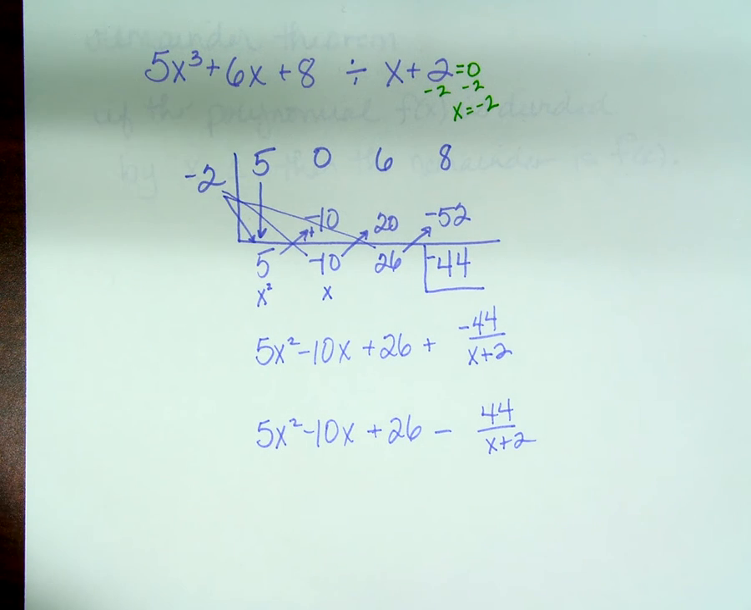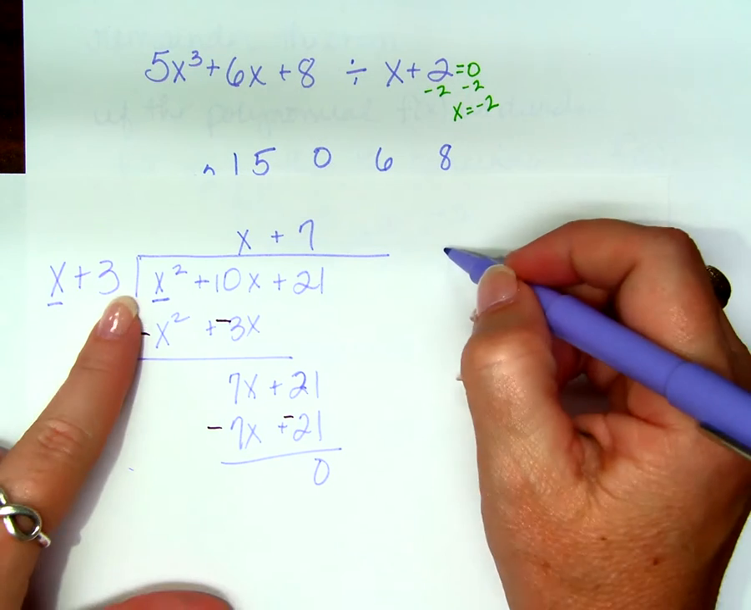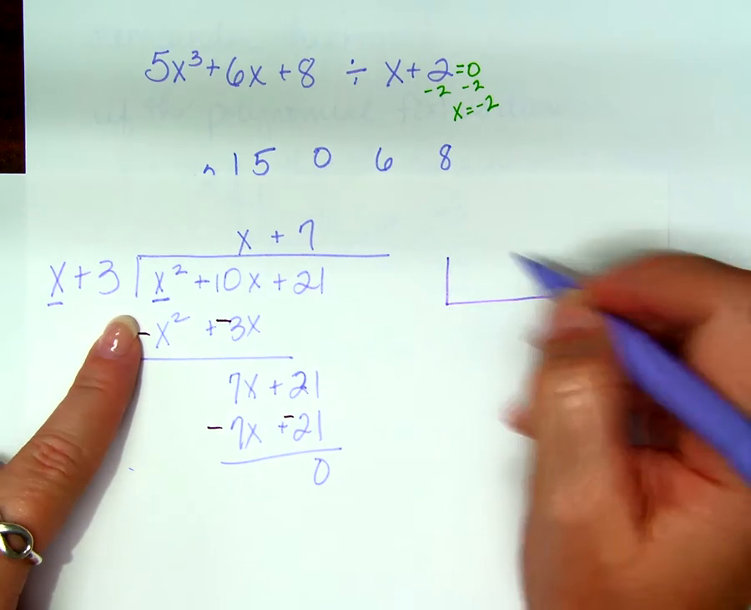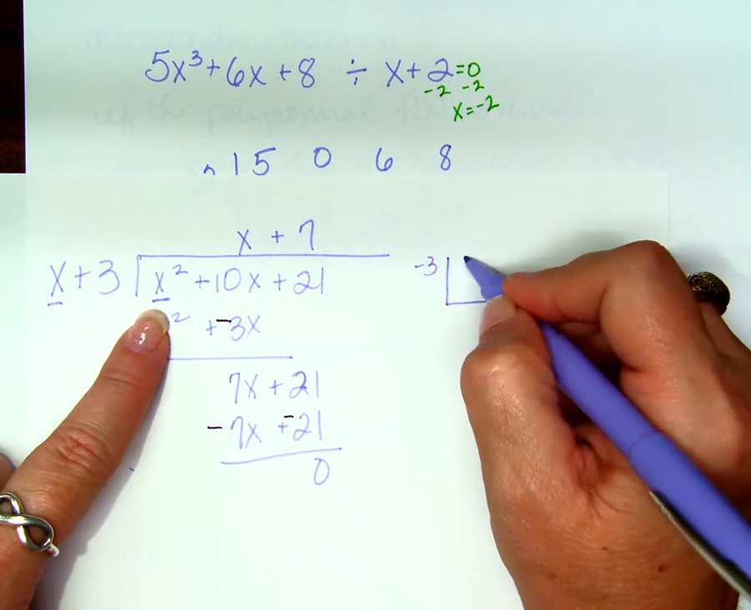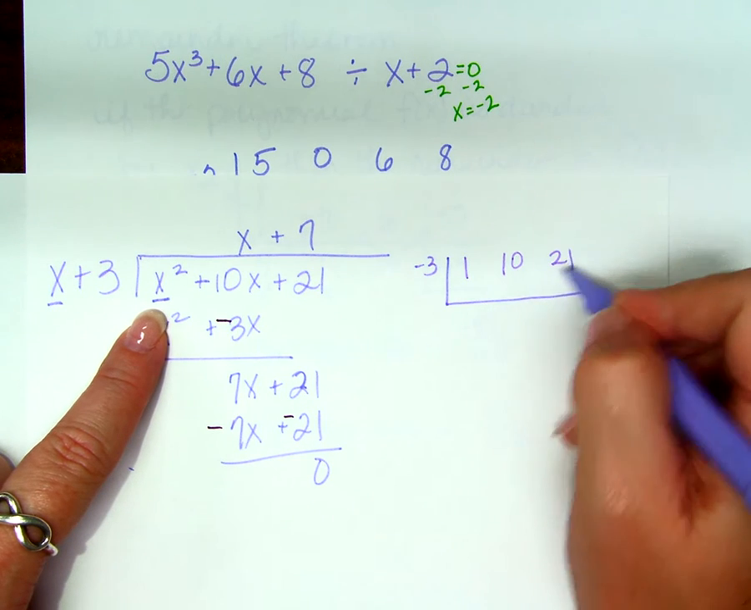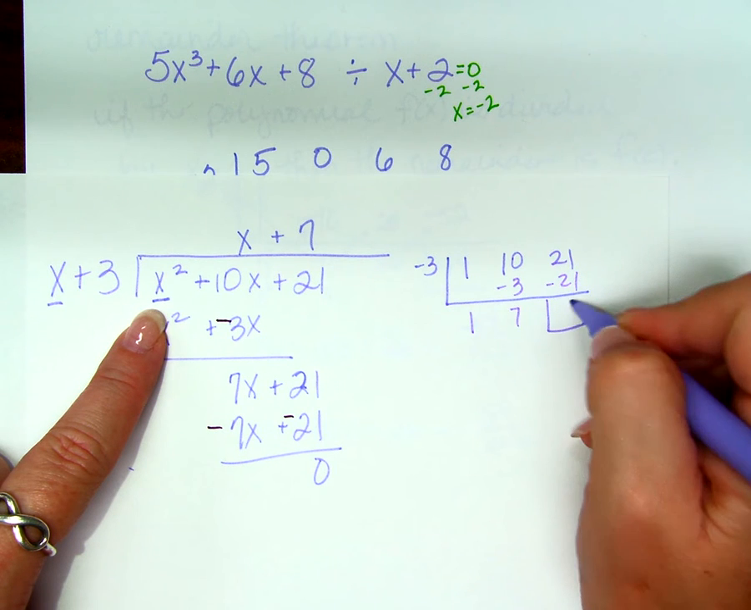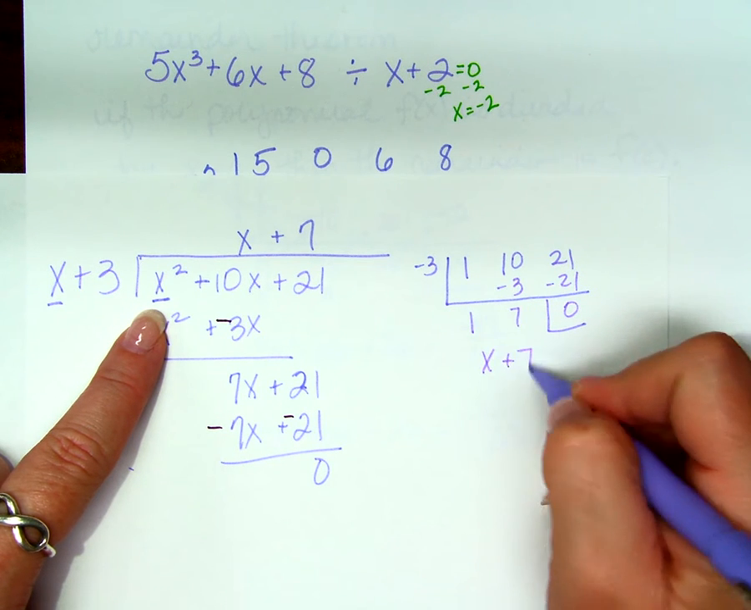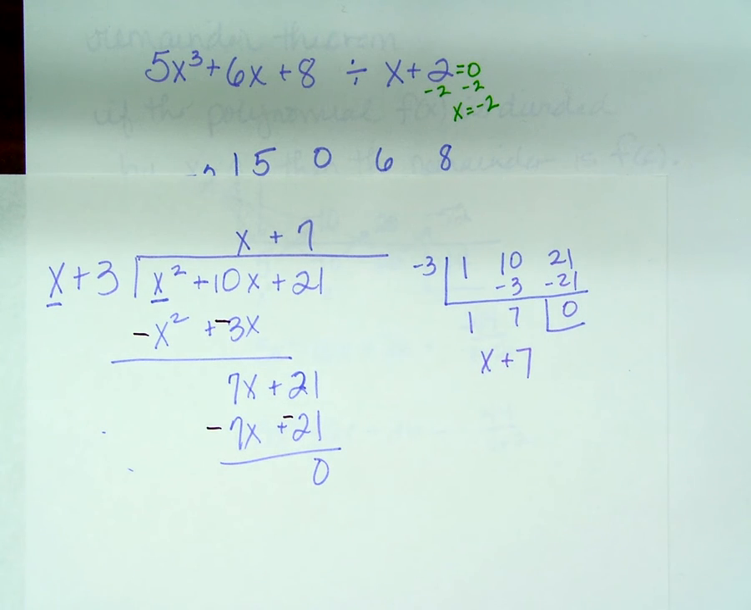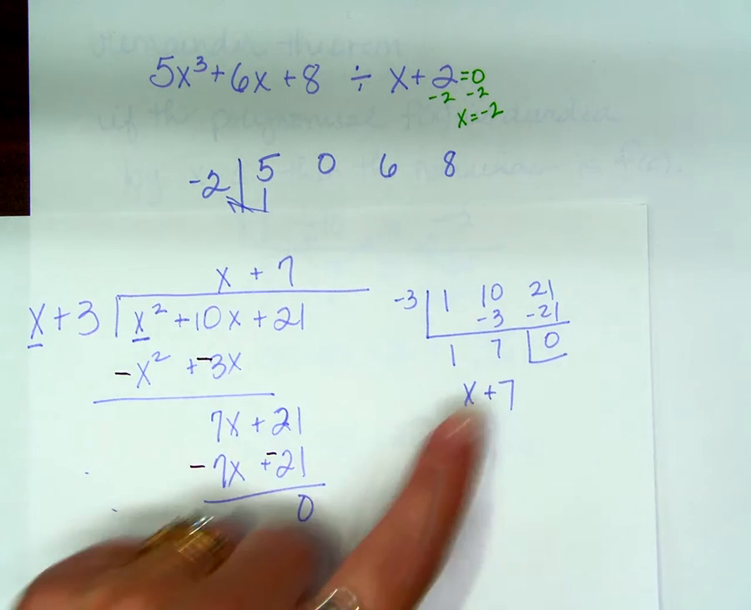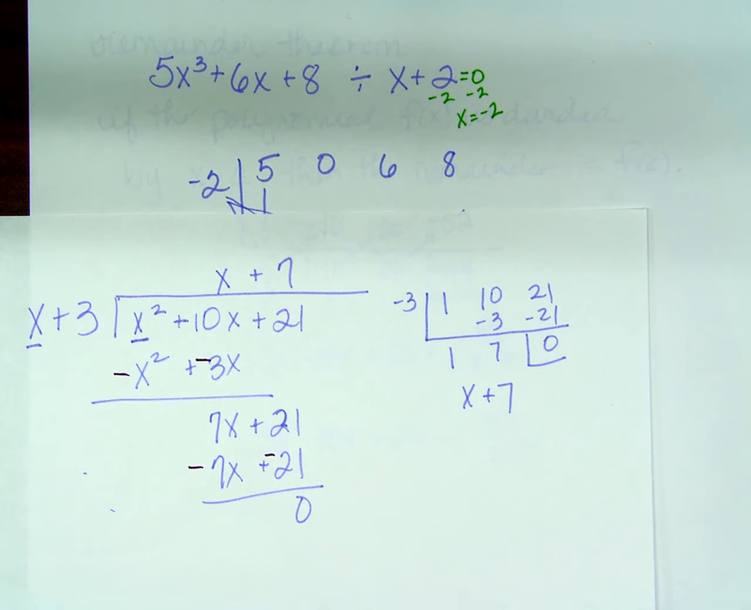Now, sometimes people are like, really, is synthetic division that much shorter and faster? Well, let's go back to this very first problem we did. This would be -3. This one would be 1, 10, and 21. 1, -3, 7, -21, 0. x plus 7. Guys, that was way faster, wasn't it? Okay, so synthetic division, if you can do it, it's typically a lot faster than long division.